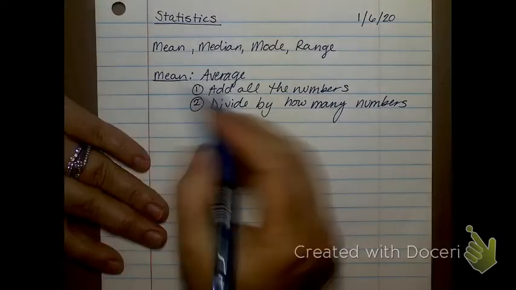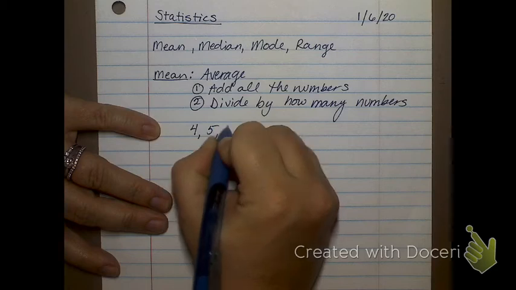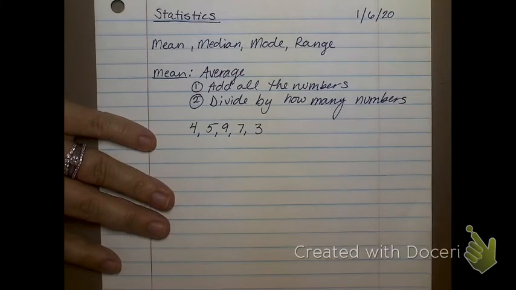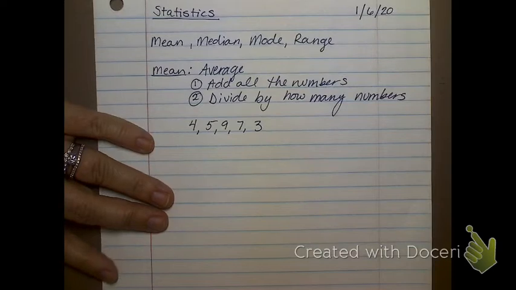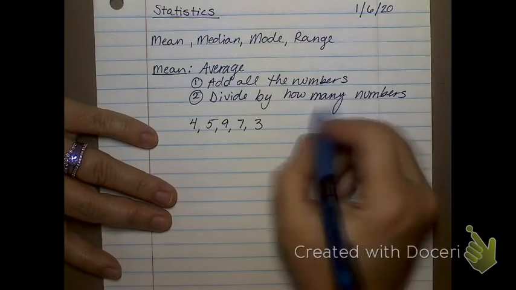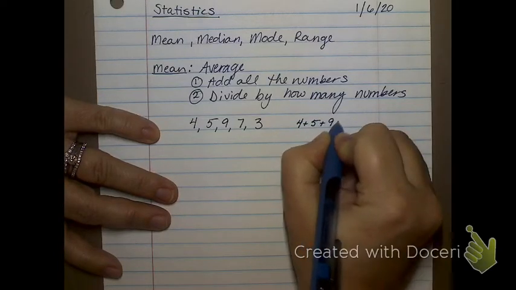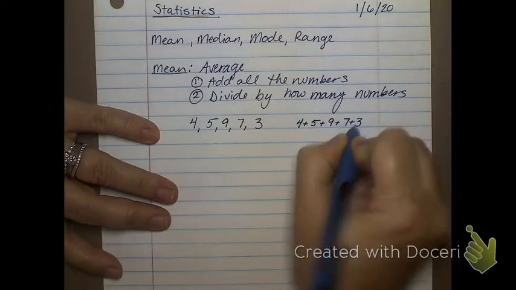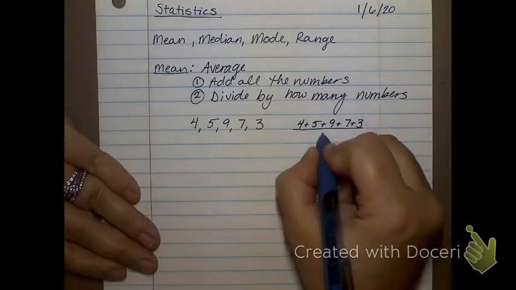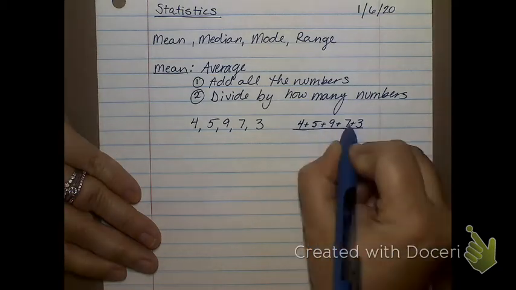So, if I gave you a short little list here, 4, 5, 9, 7, 3. That's a short list of numbers there. How would I find the mean of those numbers? You add them all up and you divide them by 5. I am sure that you have done this in one of your previous math classes. Okay? So I would add all them up and divide by what? 1, 2, 3, 4, 5.